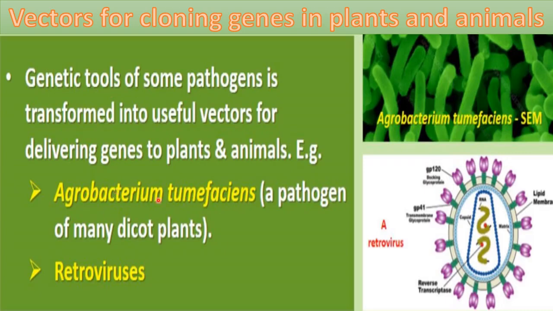For example, Agrobacterium tumefaciens. Agrobacterium tumefaciens is a bacterium and that is a pathogen of many dicot plants. It causes cancer in many dicot plants. Okay, it is a tumor causing bacterium. And another example is retroviruses. So Agrobacterium tumefaciens and these retroviruses can be used as vectors for transferring genetic material into plants and animals.